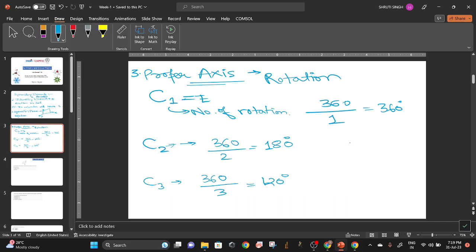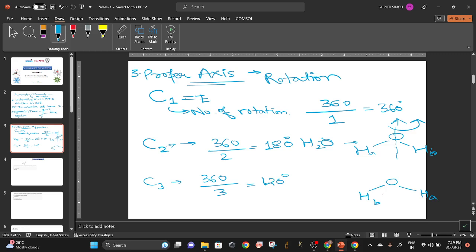For example, this molecule, water. Water has a C2 axis, right? We draw water like this. If here is the C2, when we rotate it around this by 180 degrees, suppose this is A and this is B, it will still be in the same configuration, right? HB will come here and HA will come here.